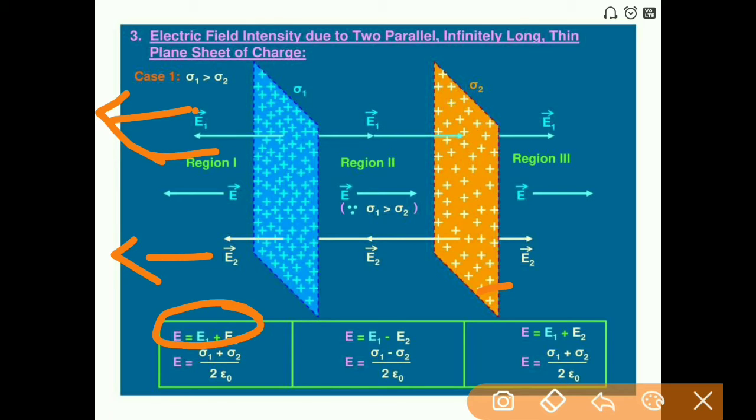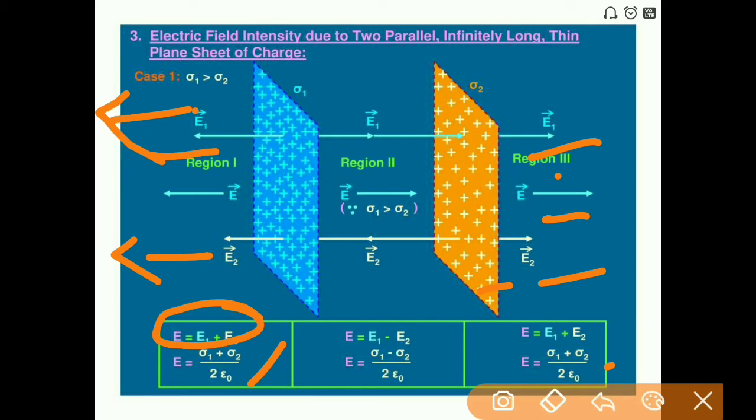When you add these, sigma 1 upon 2 epsilon naught plus sigma 2 upon 2 epsilon naught, after simplification you will get the net electric field as sigma 1 plus sigma 2 upon 2 epsilon naught. Clear? Now for region 3, we also get the same thing, because the direction of E1 is away from sheet 1 and the direction of E2 is also away from sheet 2. So again you will get sigma 1 plus sigma 2 upon 2 epsilon naught.